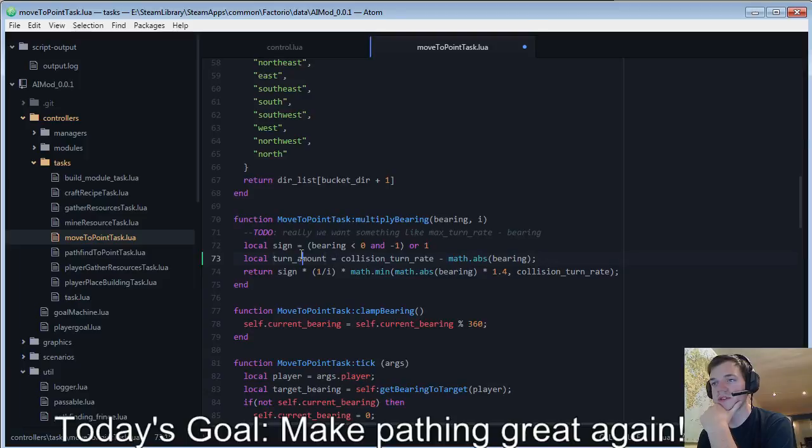So I think this will give us the correct turn amount, because if bearing is a small number, then that means that the target is right on our vector, and the turn amount will be some number close to the collision turn rate. This means that we don't really need to worry about this stuff. Of course, the problem is if the bearing is greater than the collision turn rate, then this number will be negative. What would that mean?